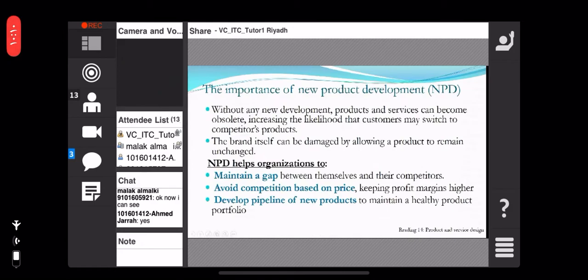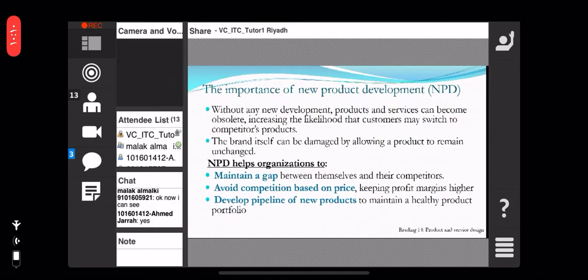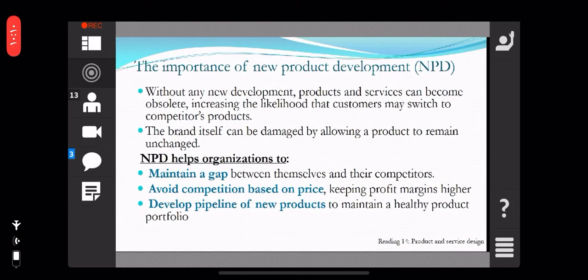Okay. We already discussed this. Product and service design. We already discussed what is product and what is service. So the importance of new product development. Without any new development, products and services can become obsolete, increasing the likelihood that customers may switch to competitors' products. The brand itself can be damaged by allowing a product to remain unchanged.